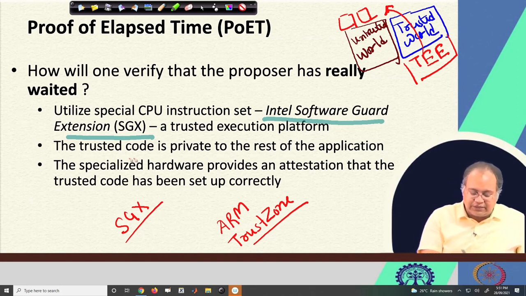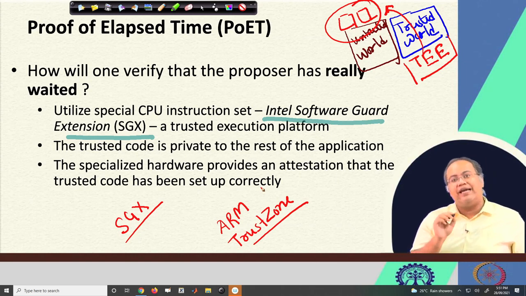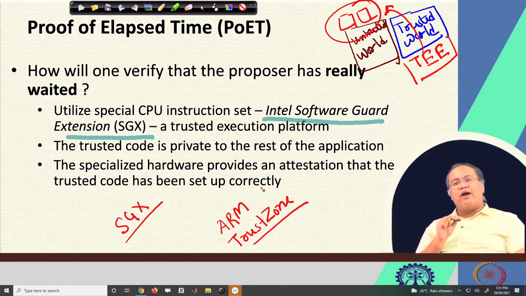This trusted code is private to the rest of the application. The rest of the application does not see this trusted code, and that way cannot modify it. This specialized hardware provides an attestation that the trusted code has been set up correctly. Basically, you are taking a hardware signature, and that hardware signature provides a guarantee that whatever execution has happened has really happened.